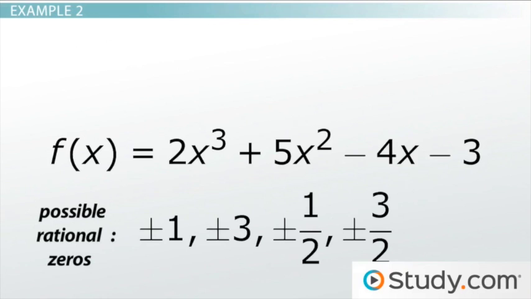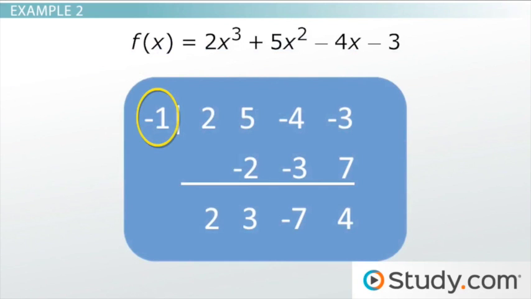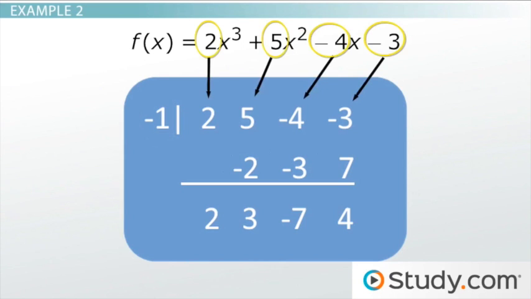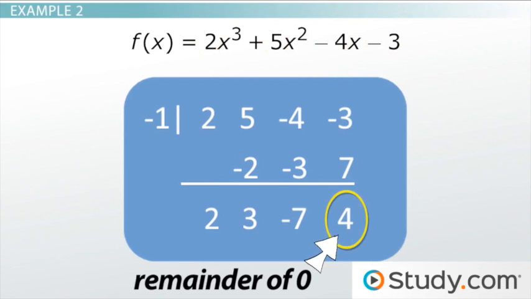Let's show the possible rational zeros again for this function. There are 8 candidates for the rational zeros of this function. The number -1 is one of these candidates. To determine if -1 is a rational zero, we will use synthetic division. The synthetic division problem shows that we are determining if -1 is a zero. The first row of numbers shows the coefficients of the function. If -1 is a zero of the function, then we will get a remainder of 0. However, synthetic division reveals a remainder of 4. Therefore, -1 is not a rational zero.